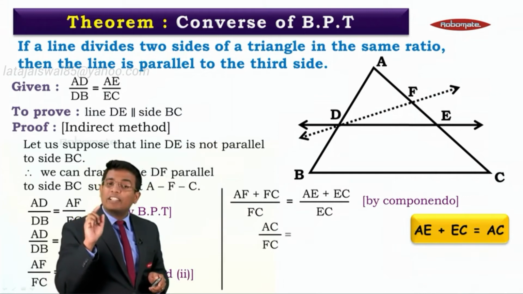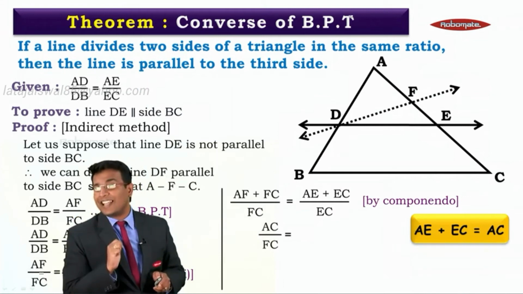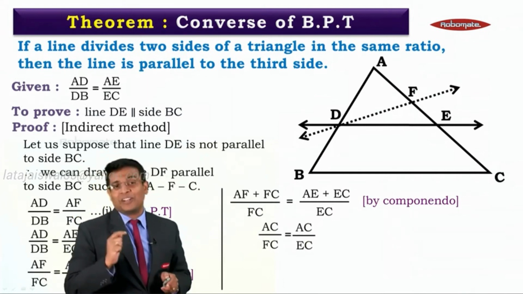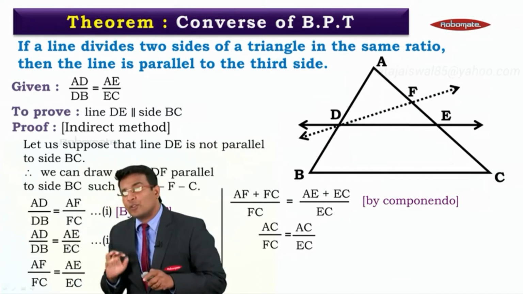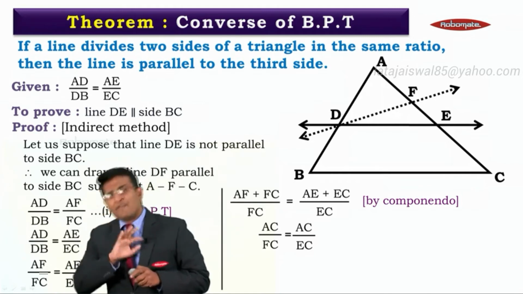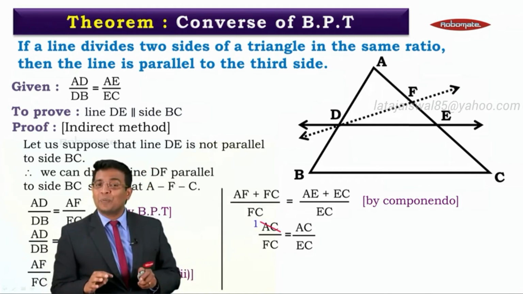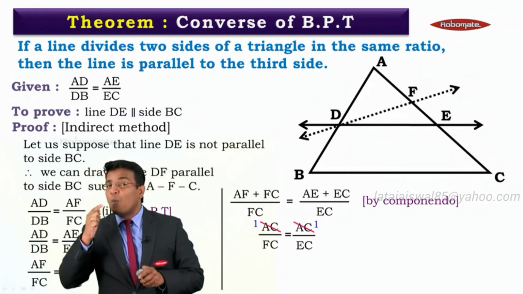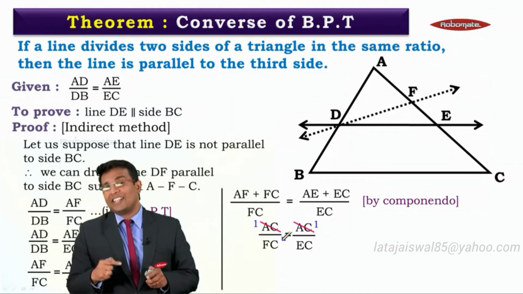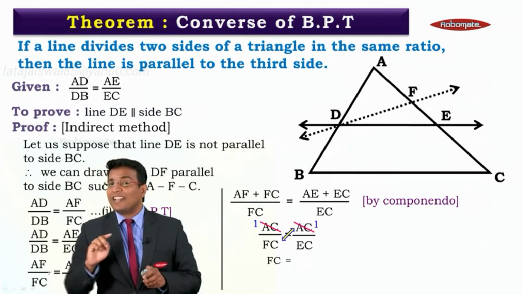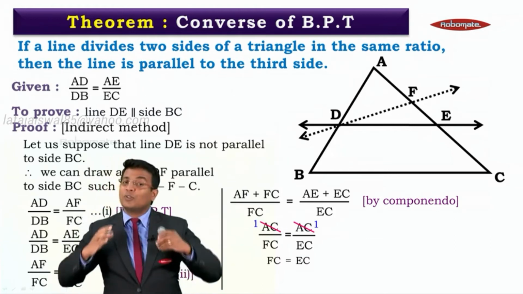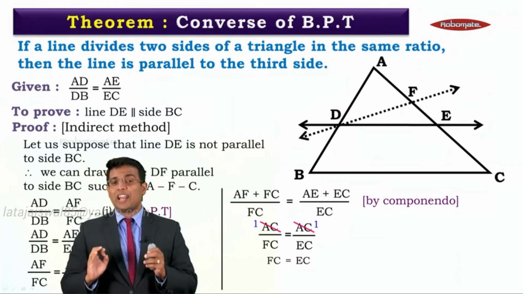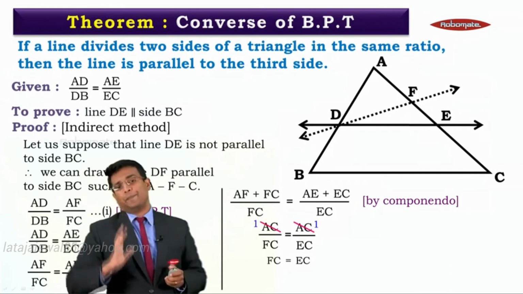Now, observe, what is AF plus FC? We know it is AC. What is AE plus EC? We know it is AC. And we got that here, right? Now, this is what we have. So, now what happens? Now, can we simplify this ratio? Yes, because the numerators will get cancelled and we'll have 1 upon FC is equal to 1 upon EC. Now, when we cross multiply, we'll get FC is equal to EC. So, what has happened is those ratios are simplified and now we end up getting FC is equal to EC.